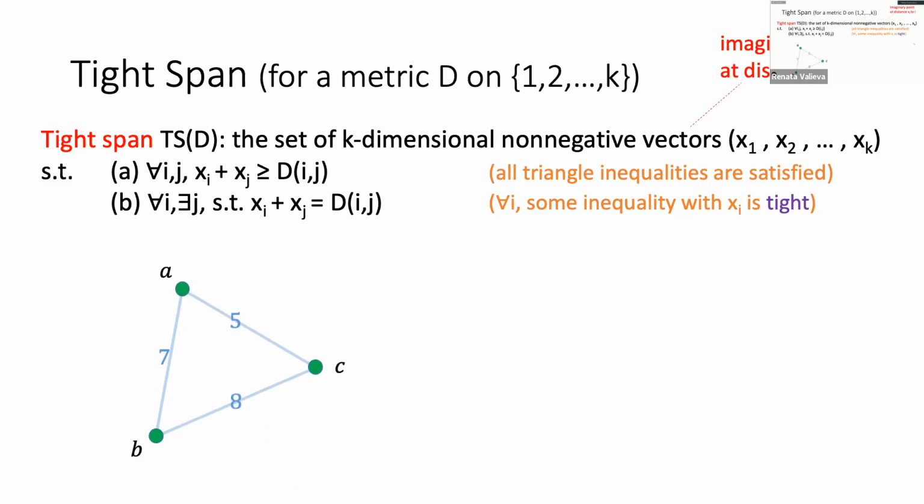So let's see an example on 3 objects. Let's see the old metric here: 5, 7, 8. How many inequalities per se? The inequality is just for 3-dimensional vectors, the sum of two of them is larger than the distance between them. So there are 3 constraints.